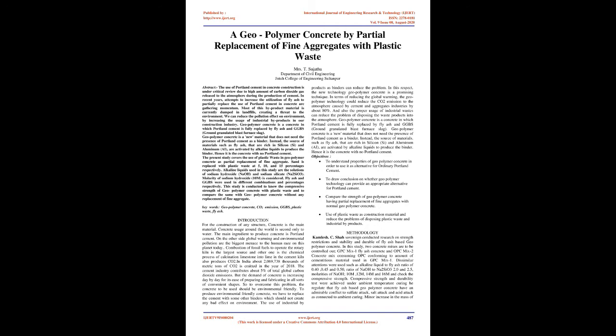Concrete usage around the world is second only to water. The main ingredient to produce concrete is Portland cement. On the other side, global warming and environmental pollution are the biggest menace to the human race on this planet today. Combustion of fossil fuels to operate the rotary kiln is the largest source, and the other one is the chemical process of calcination of limestone into lime in the cement kiln, which also produces CO2.